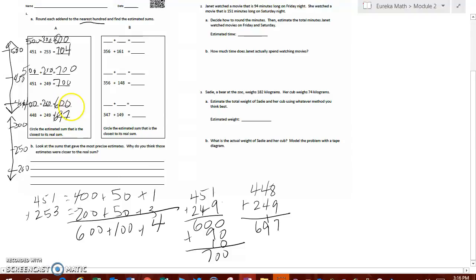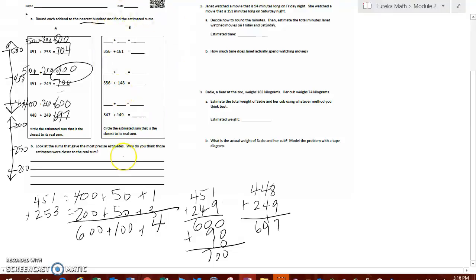That's the actual. So it says circle the estimated sum that is the closest to its real sum. Well, that's this one, because they're exactly the same. My estimate came out to be exactly the same as the actual. This one was too high, this one was too low. Okay?